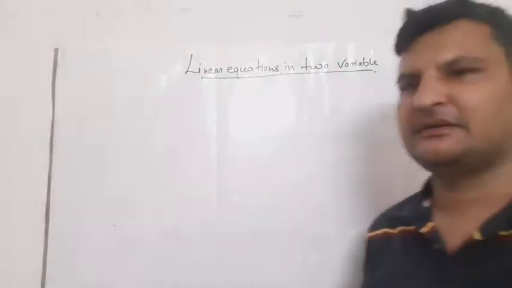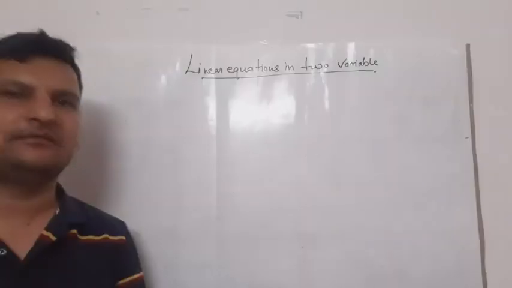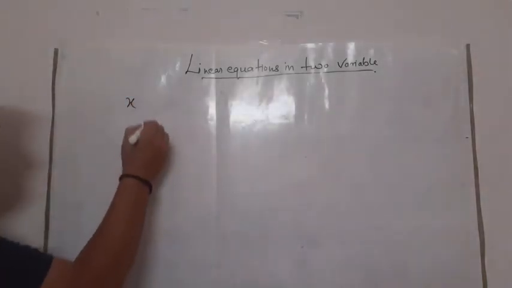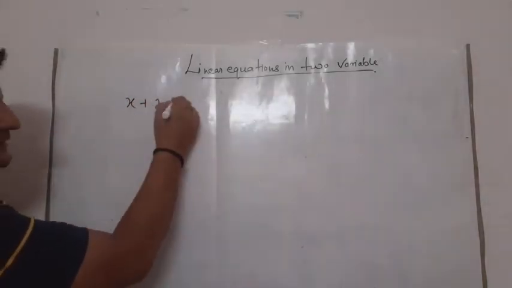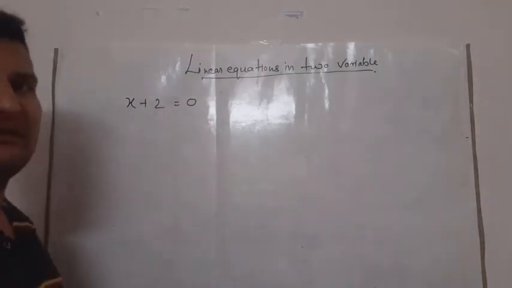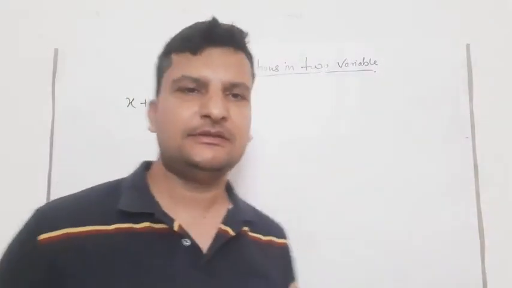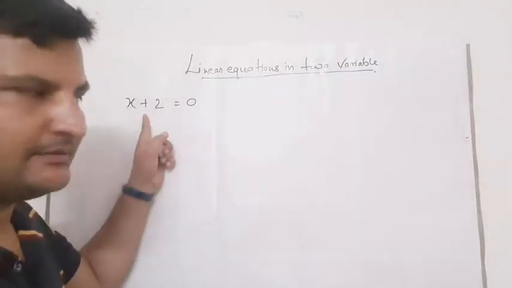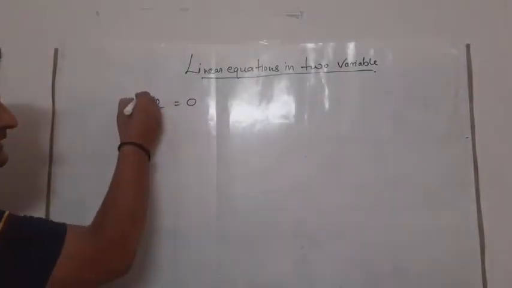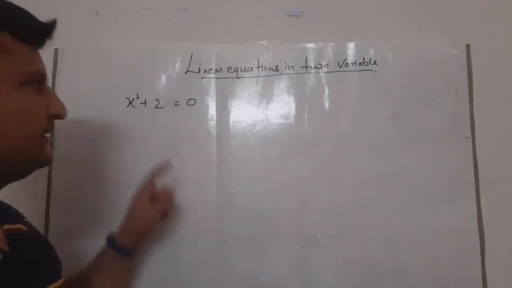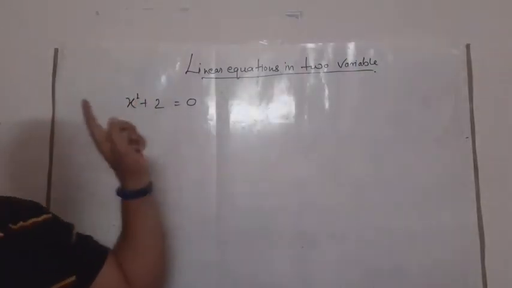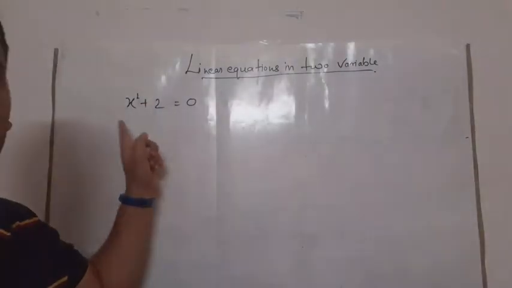When the highest degree of a polynomial is 1, that is called a linear equation. Means we can write it like this. Suppose I am writing x plus 2 is equal to 0. This is a linear equation. The degree means the highest power of the variable. What is the highest power of the variable here? We can write it x to the power 1. These types of equations are called linear equations. When the power of the variable is 1, this is called a linear equation.